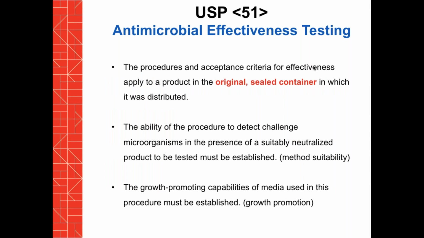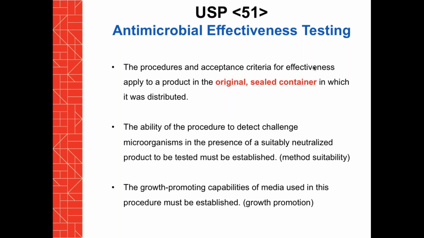This test is used for finished product testing. This chapter 51 specifies that the procedure and acceptance criteria for effectiveness applies to a product in the original sealed container in which it was distributed by the manufacturer. This means that the test must be performed on the product that is packaged in its final container. The label on the final container must also declare the antimicrobial preservative that's been added to the product itself. Method suitability must be performed for that specific formulation to ensure recovery of a microorganism during the testing.